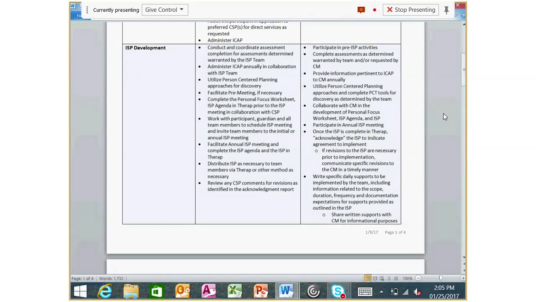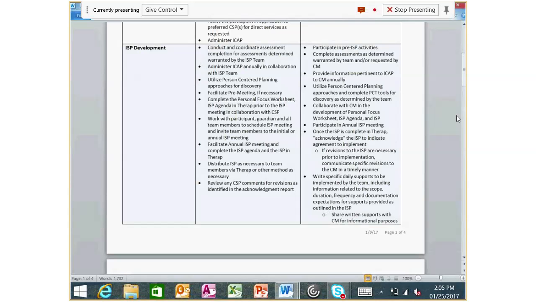Okay. In the area of ISP development, the case manager is responsible for conducting and coordinating all of the assessments that have been determined warranted by the ISP team. They will administer the ICAP annually with input from the rest of the ISP team. They will utilize person-centered planning approaches for the discovery section. This may be compiled in the personal focus worksheet. That might be where you find all of the information that happens during that discovery process.